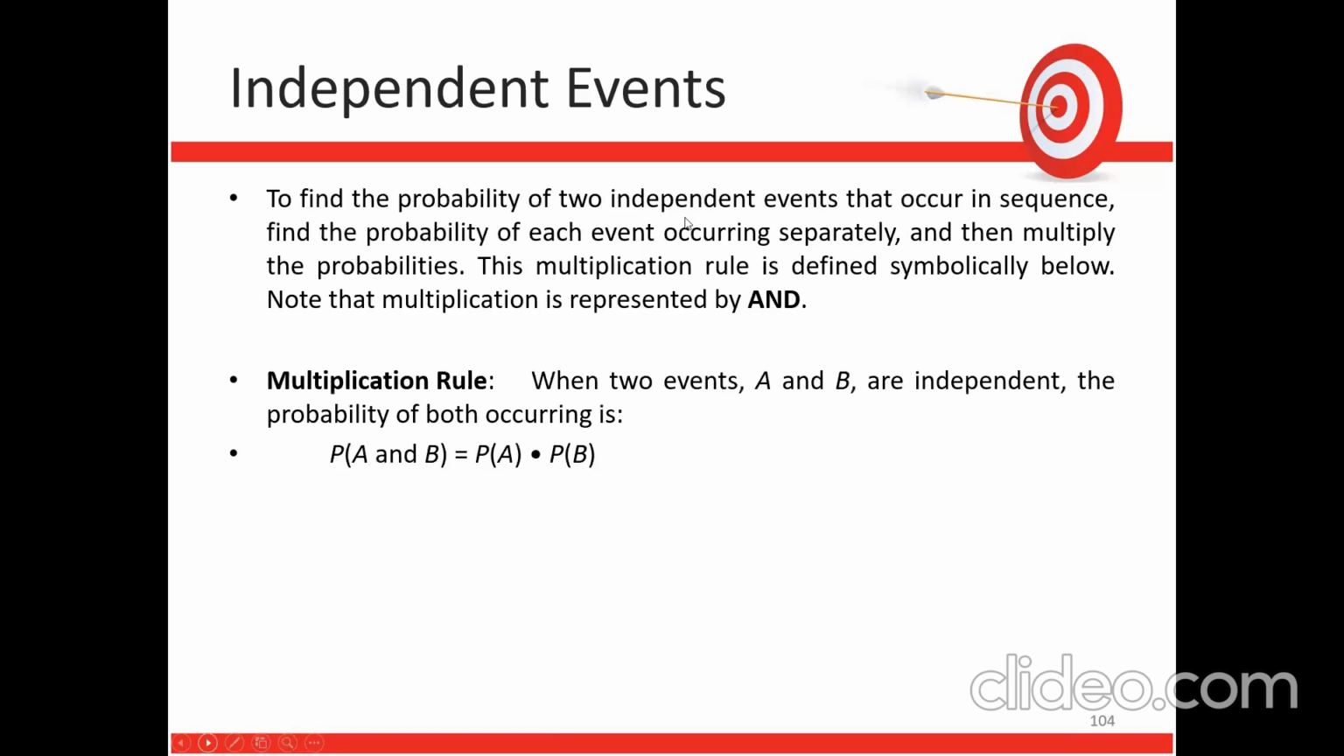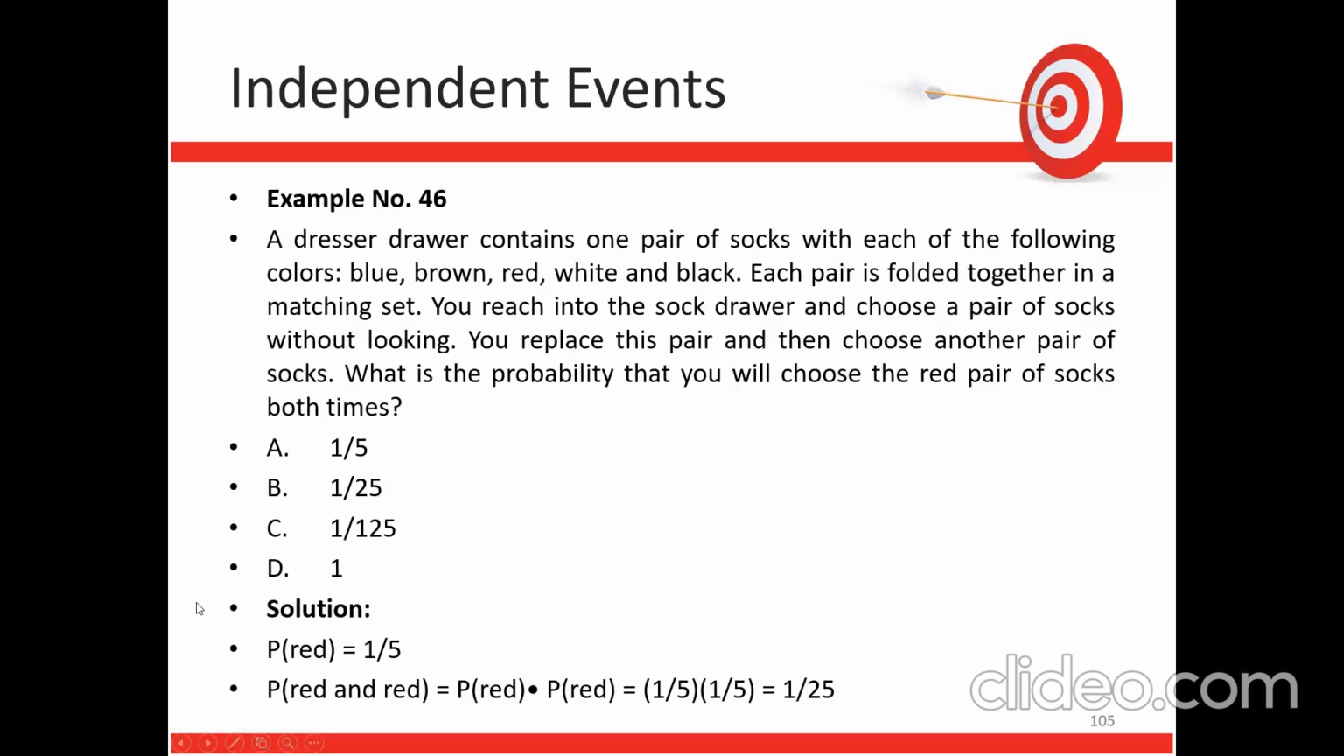To find the probability of two independent events that occur in sequence, find the probability of each event occurring separately and then multiply the probabilities. This multiplication rule is defined symbolically below. Note that multiplication is represented by 'and'. Okay? Multiplication rule: when two events A and B are independent, the probability of both occurring, P(A and B), is equal to P(A) times P(B). Multiply mo.